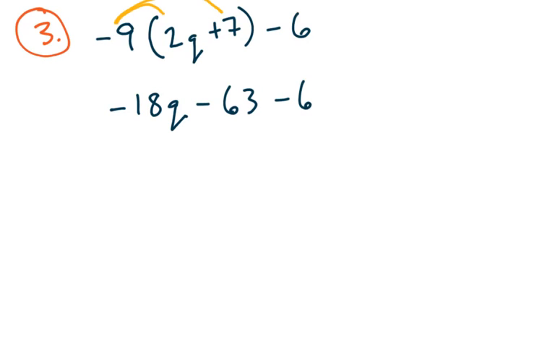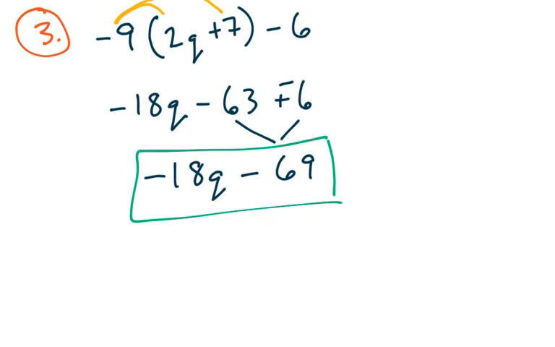But you'll notice that I am not done because these two are like terms. I can simplify them. So I'm going to do keep, change, change. So I get negative 63 plus negative 6. So that together makes negative 69. So it's negative 18q minus 69 or plus negative 69. So this is our final answer.